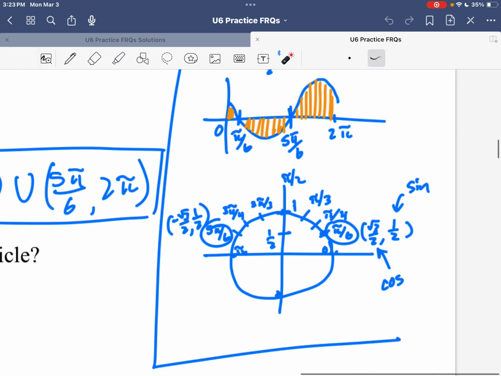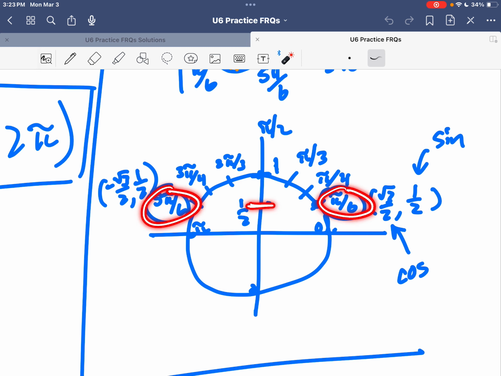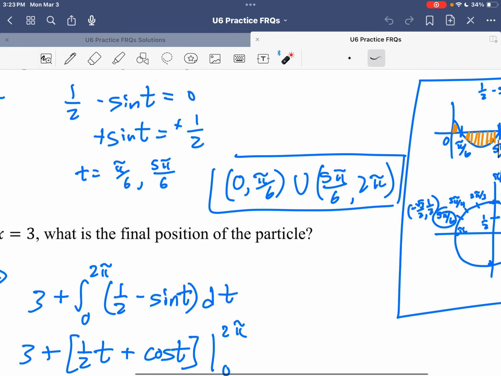Quick review. Sine right now is 1/2. And 1/2 is positive, above the x-axis. Sine is the y values in each of our coordinates around the unit circle. Okay, so pi over 6 and 5 pi over 6 both give you a y value of 1/2. Therefore, those are your answers: pi over 6 and 5 pi over 6.